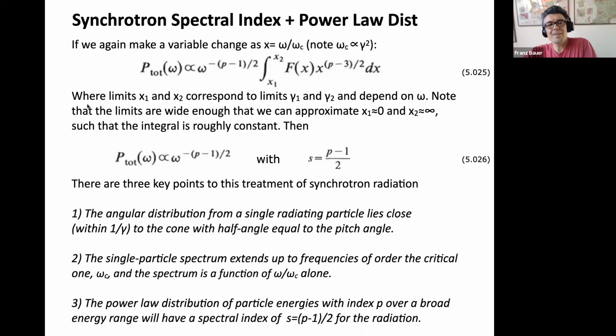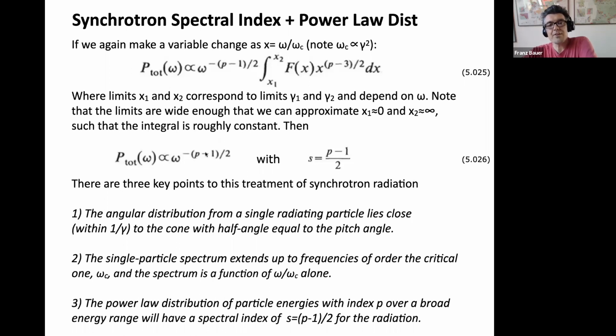So here we can say that the limits x1 and x2 correspond to these limits here, and they depend on frequency. And so we can note that if these limits are wide enough, we can approximate x1 is 0 and x2 is infinity. And then this integral will roughly be constant. And so then if we integrate over the entire energy range, we have something which is proportional here. And this thing is just a constant in the end. And so this proportionality should work out.